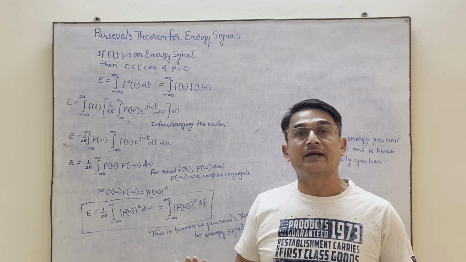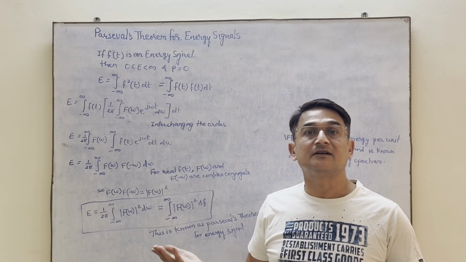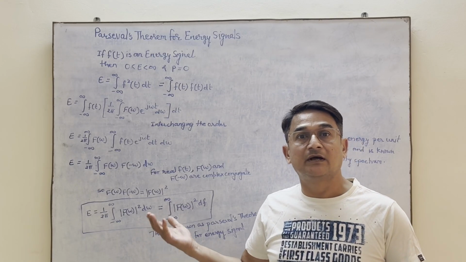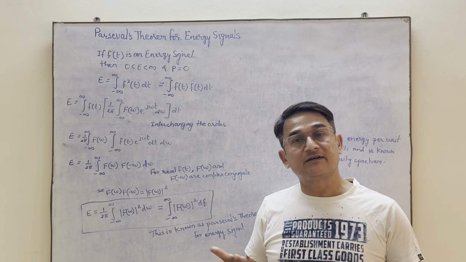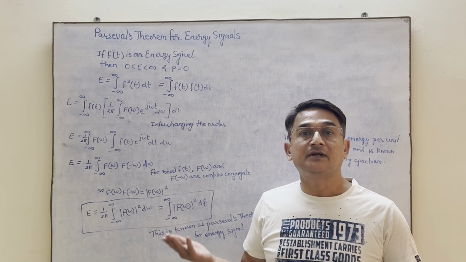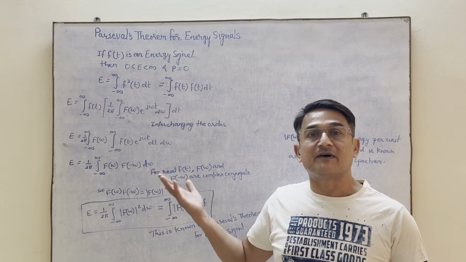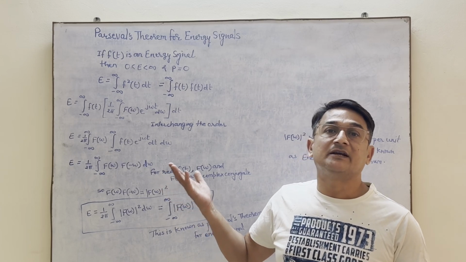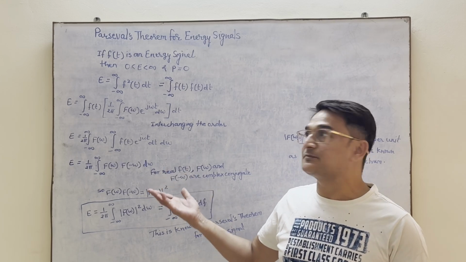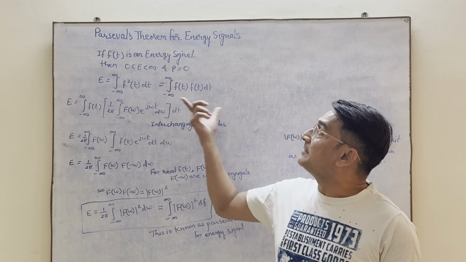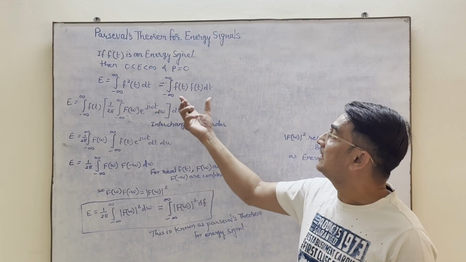As you know, there are two types of signal. One is known as energy signal, another is known as power signal. The signals which are energy signals have finite energy and zero power, whereas the signals which are power signals have infinite energy but average power. So first we will see Parseval's theorem for energy signal.